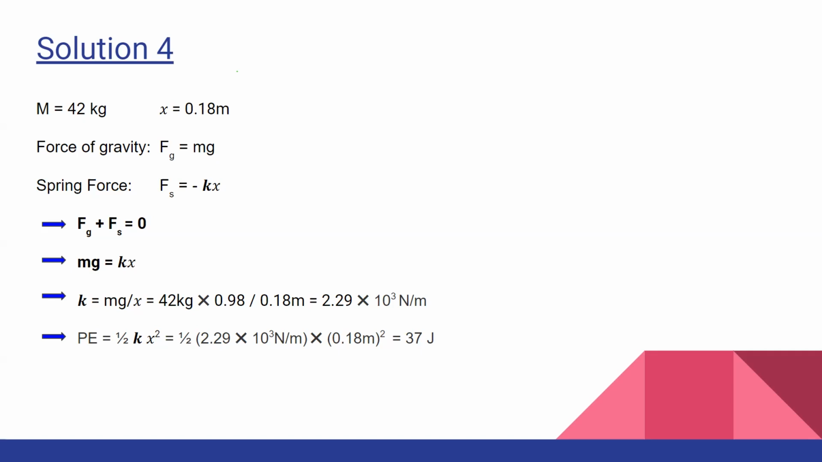We can solve for k here because that's one of the things we don't know. So we just divide by x on both sides, so we get k is equal to mg over x, and we can substitute in everything that we know from before. And we get k is about 2.29 times 10 to the power of 3 newtons per meter. To calculate the elastic potential energy, we use the formula 1/2 kx squared. Since we know k, we know everything we need to know. So we just plug in everything and get 37 joules as the answer.